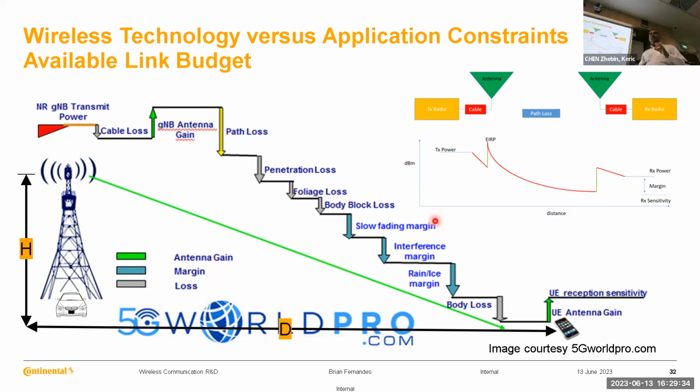We want to keep some overhead to allow for areas like when we have fading losses that occur due to different effects of the atmosphere or the transmission medium, the slow fading margin, the interference margin due to potential interferers from other devices occurring, so that reduces the signal to noise ratio. And then, of course, very important, rain and ice margin.